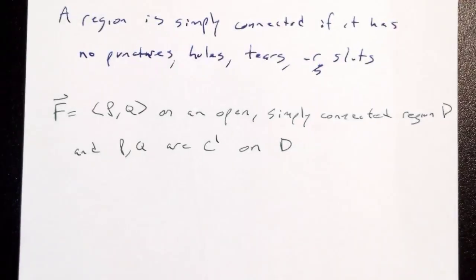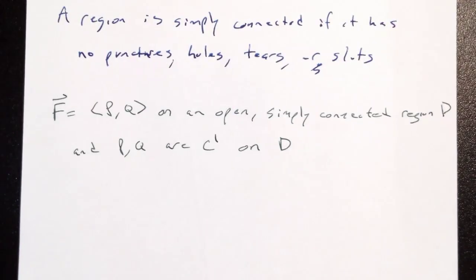So let's suppose I have a vector field F whose functions are P and Q. And those functions are on this open, simply connected region D. And those functions are also C1. What is C1 again? C stands for continuity, and that 1 means they have continuous first derivatives.